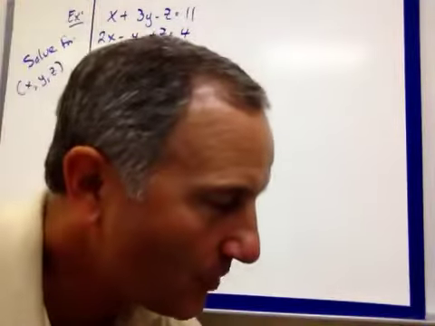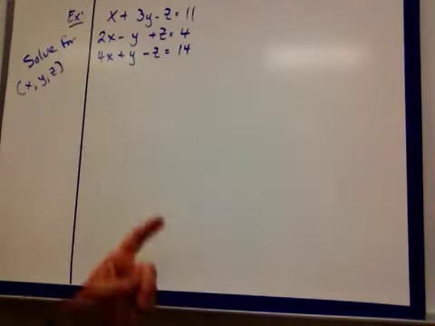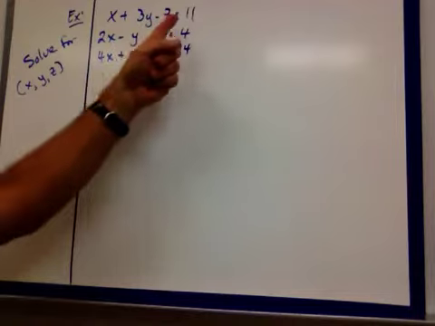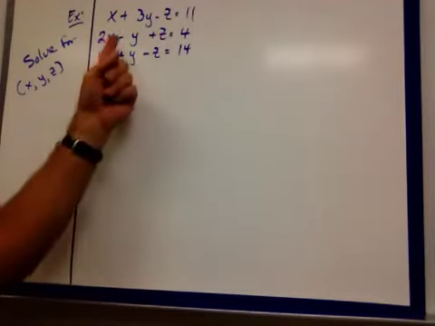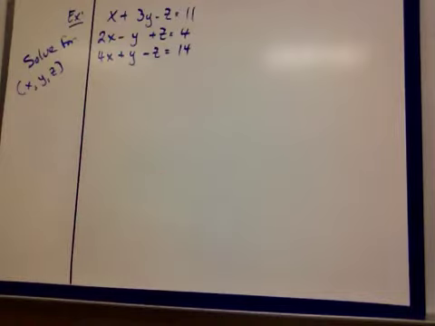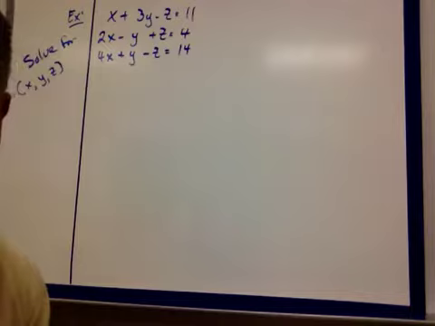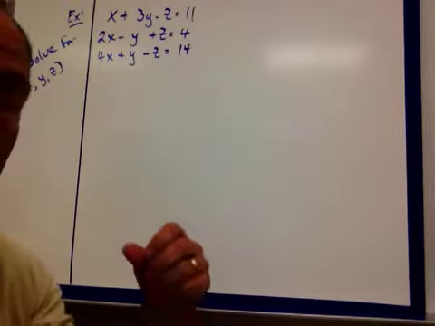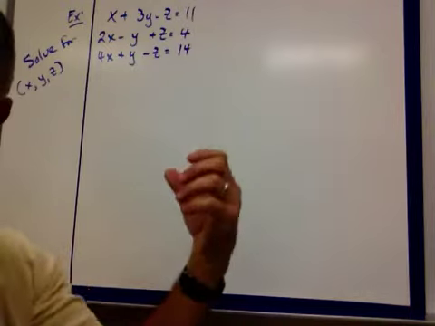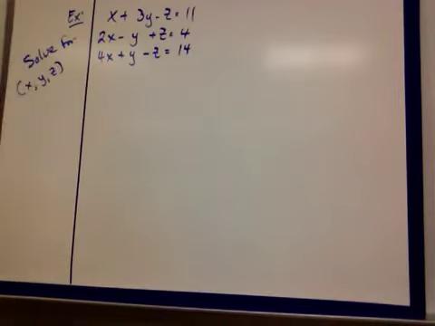Okay, we start off with a problem like this. Three unknowns, x, y, and z. x plus 3y minus z equals 11. 2x minus y plus z equals 4. And 4x plus y minus z equals 14. Double check your problem when you write it down. Because if you put a wrong sign in here or mix up, take a 2 out of the second equation, it should go in the third equation, you're going to be all screwed up. So double check your equations once you write them down.